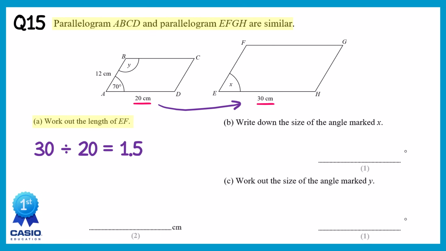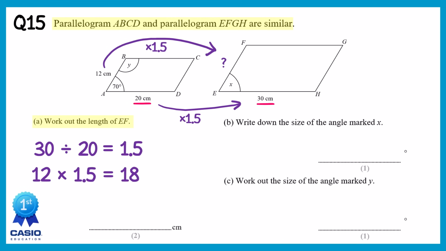This means we must have multiplied the 20 by 1.5 to get to 30, so the scale factor of enlargement is 1.5. We've been asked to work out EF, which is this length here. That means we must have multiplied the 12 by 1.5 as well. So if you do 12 times 1.5 on your calculator, you'll find EF is 18, and that's the answer to the question.